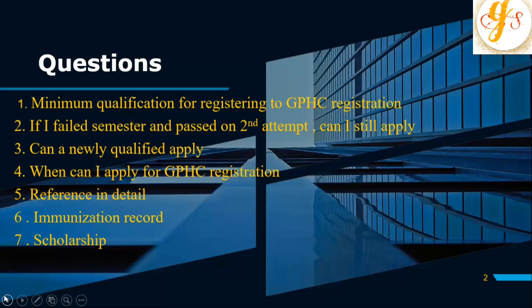The second thing is that your occupational reference also has to be sent directly by the institution itself, directly to the GPhC address.